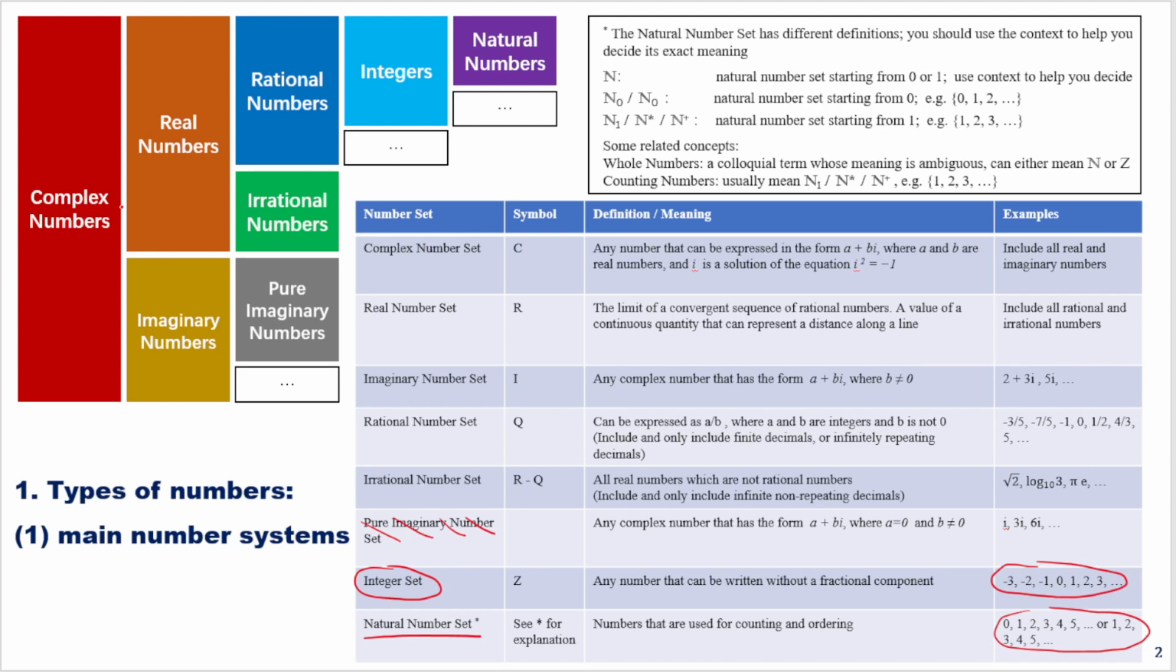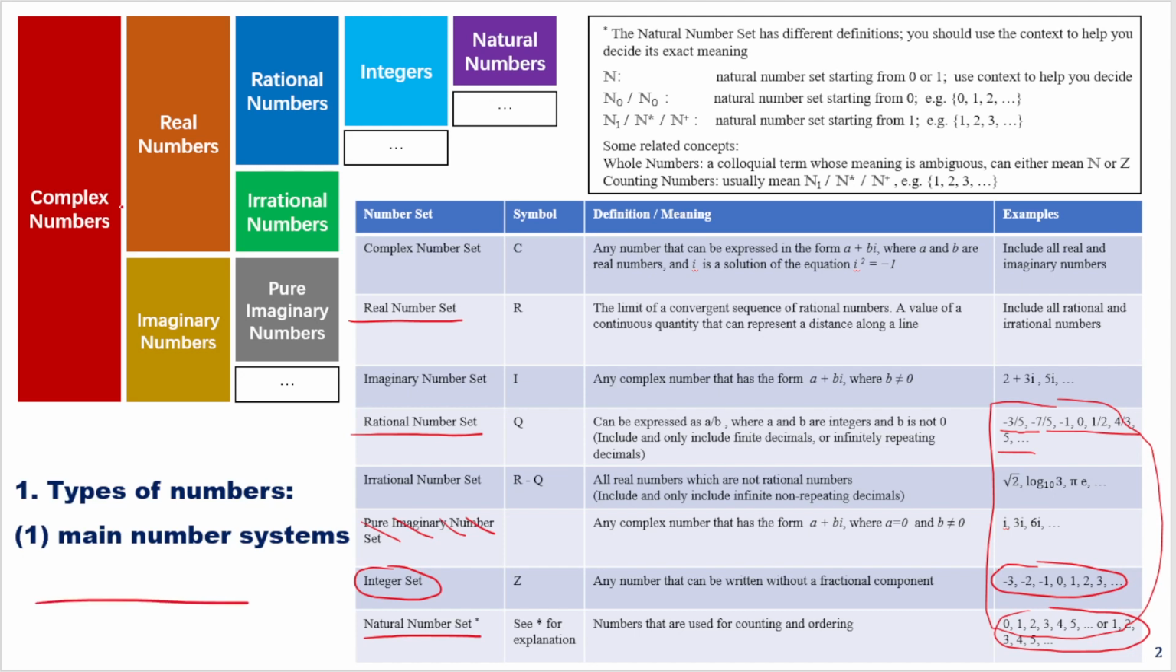And rational number set is a set of numbers that can be expressed as a fraction a over b. Therefore, all of these numbers, -3 over 5, for example, or -7 over 5, -1, 0, 1/2, or 4 over 3, or just 5, all of these numbers are considered to be rational numbers. And again, all of these numbers are contained in the larger number set, which is real number set.